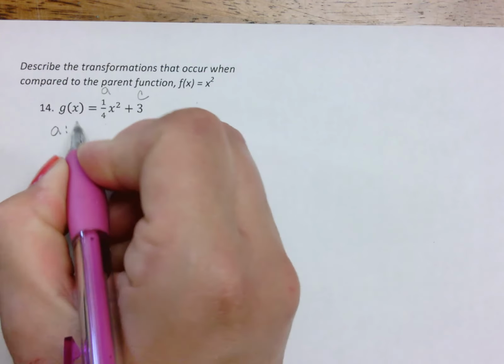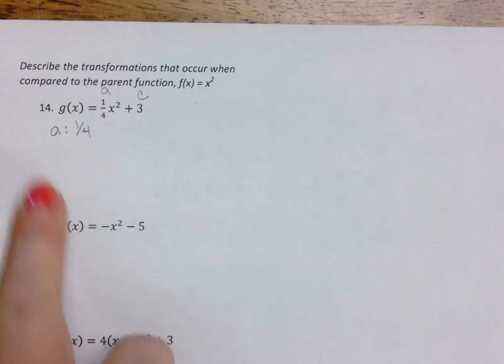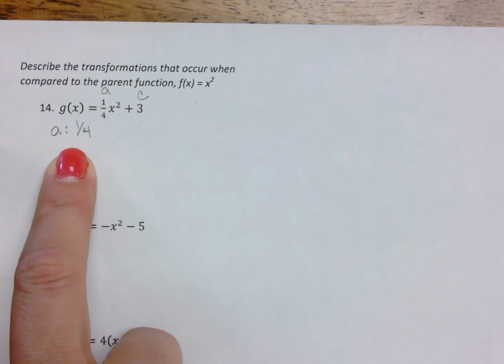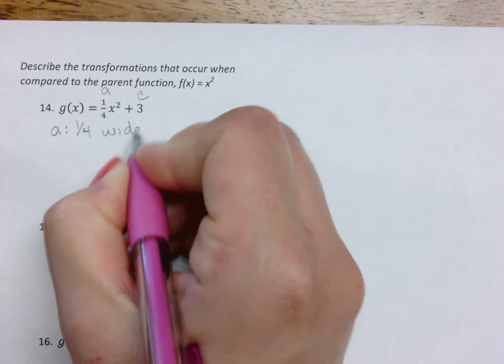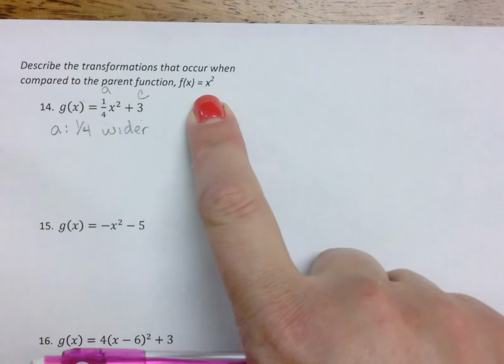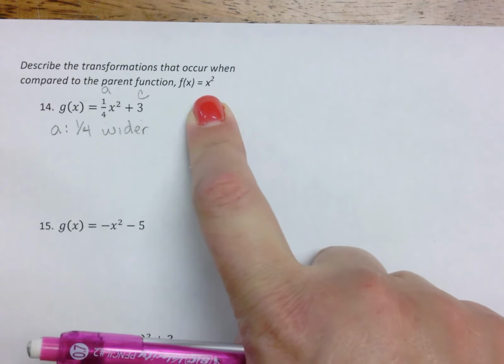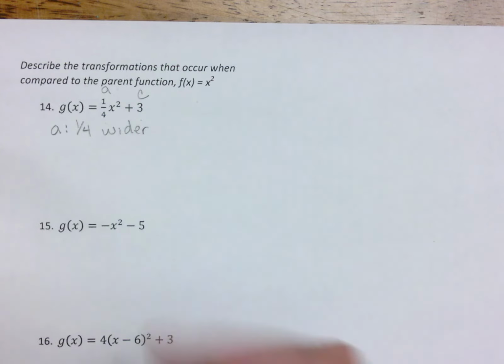So a is 1/4. And if you go back and look in your notes, it will tell you different things that happen with a will change the way that the graph opens, closes, moves around on the coordinate plane. Because this has an absolute value of less than 1, this graph is going to get wider. Now, I'm not writing down that this graph opens up because the original parent function also opens up. But if you do write that this opens up, that's not wrong.